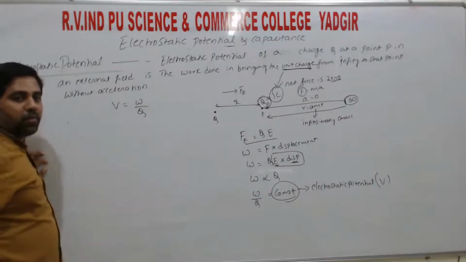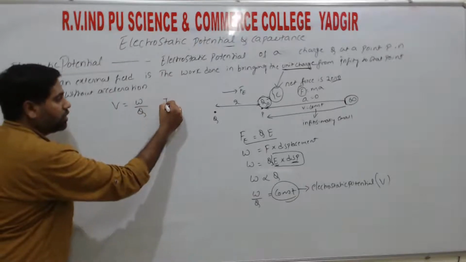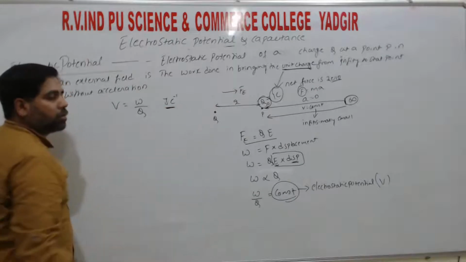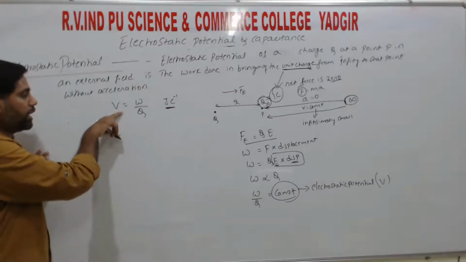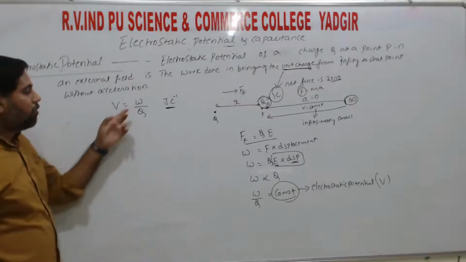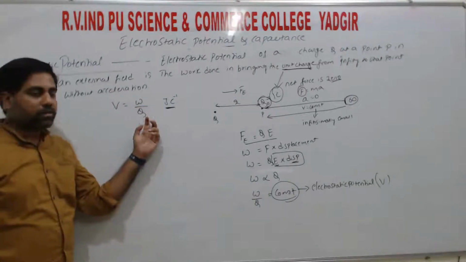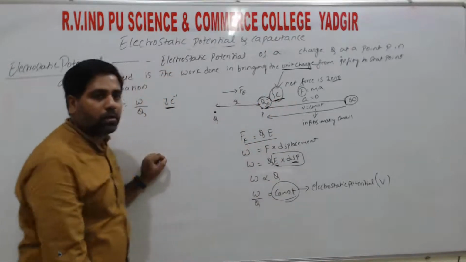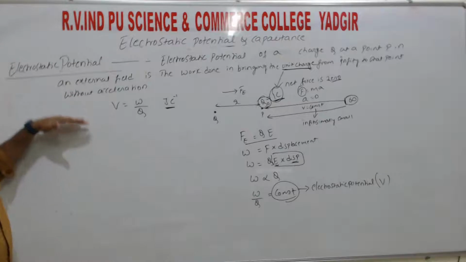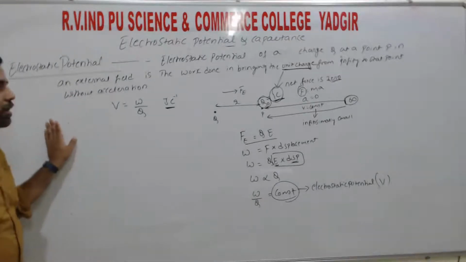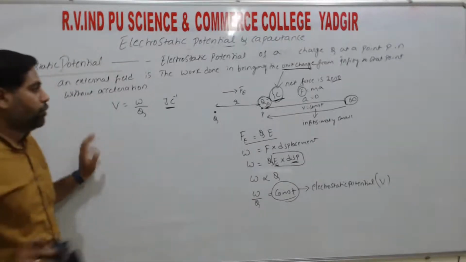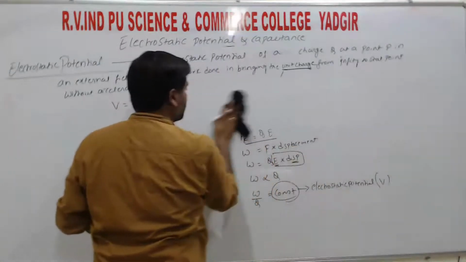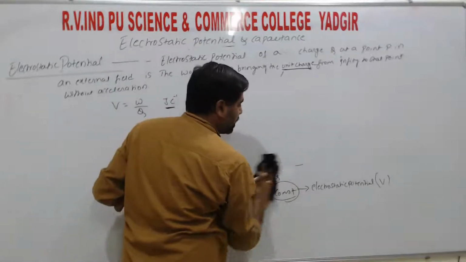Unit charge is 1 coulomb, so the unit is joule per coulomb. The SI unit of potential is joule per coulomb. Electrostatic potential is defined as work done per unit charge, and unit charge is nothing but 1 coulomb. Now we are going to derive the electrostatic potential relation. There is a difference between the electrostatic potential and potential energy.